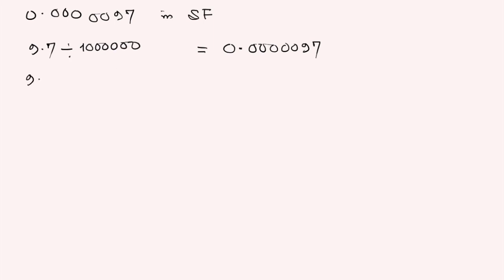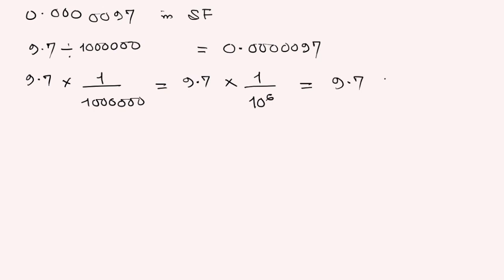So that will be 9.7 multiplied by 1 over 1 million, which is the same as 9.7 multiplied by 1 over 10 raised to the power 6, which is the same as 9.7 multiplied by 10 raised to the power minus 6. And that's the standard form for that. Now, that's all about writing numbers in standard form, actually.